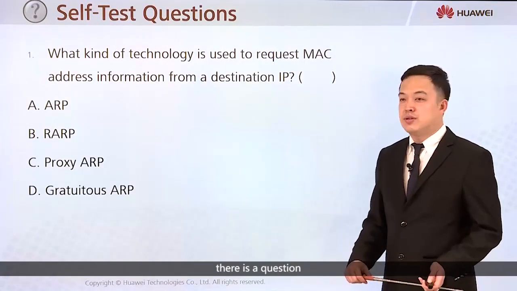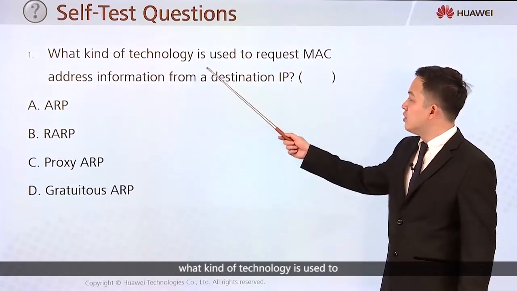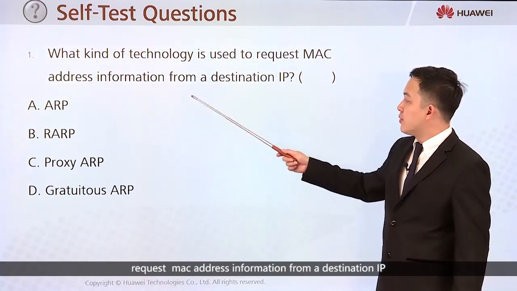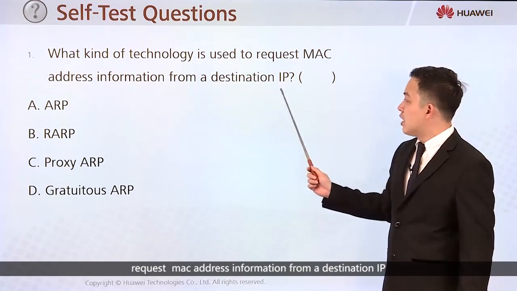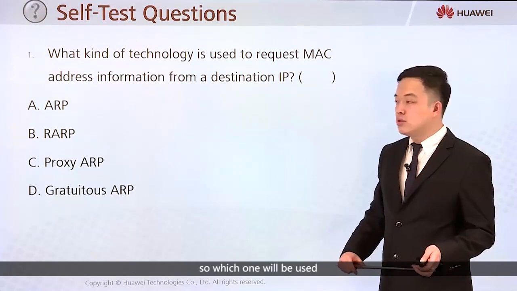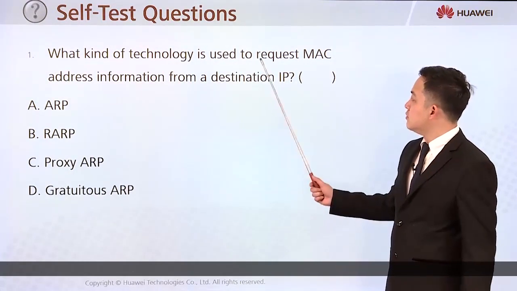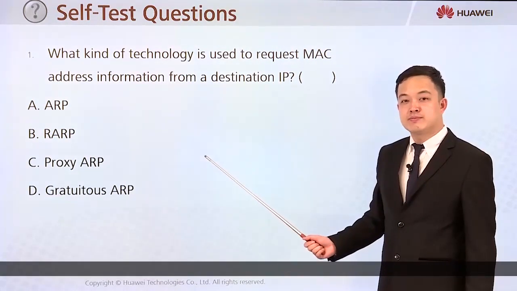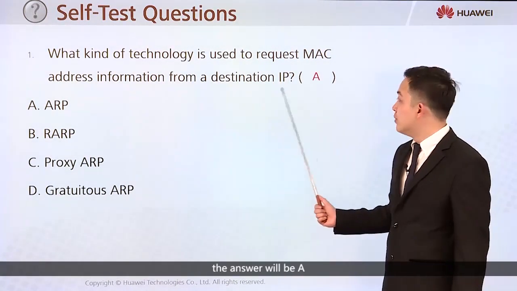Here's the question. What kind of technology is used to request MAC address information from a destination IP? So which one will be used? Request MAC address, that means ARP. The answer will be A.